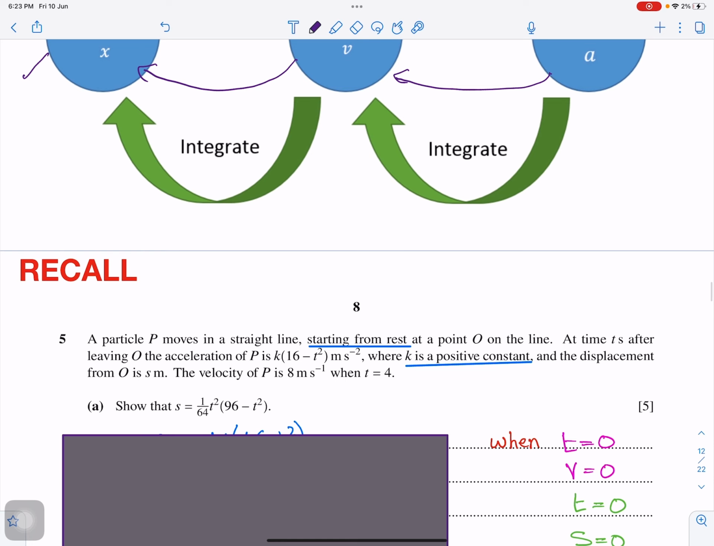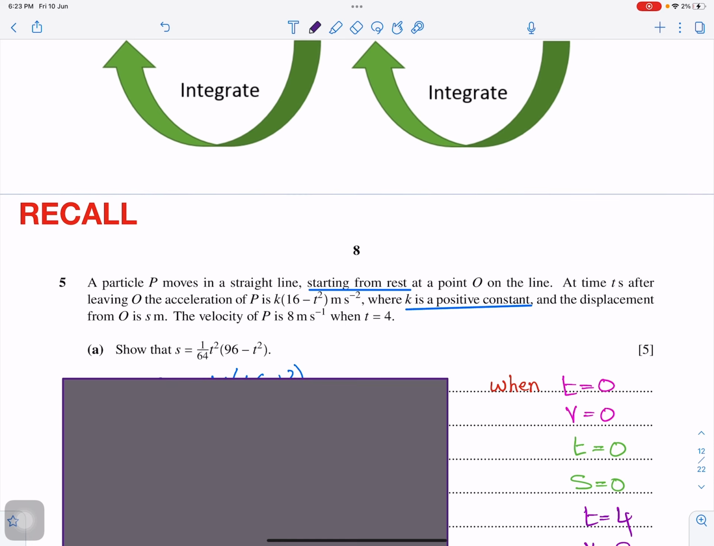So let's see the question here now. This is question number 5. A particle P moving in a straight line is starting from rest at O on the line. Now O is the reference point. This information is very important, right? So see what values and what information I get from these three lines.